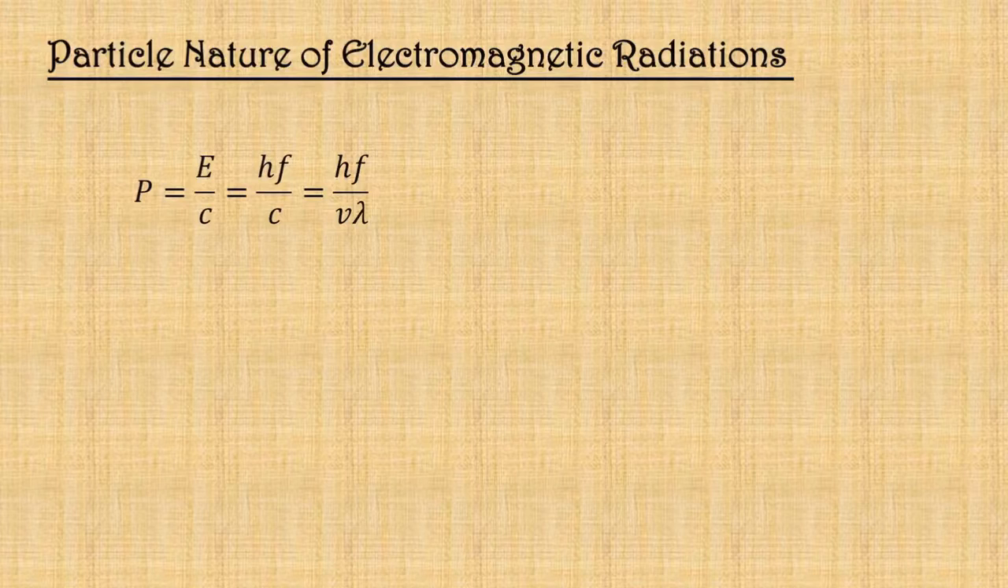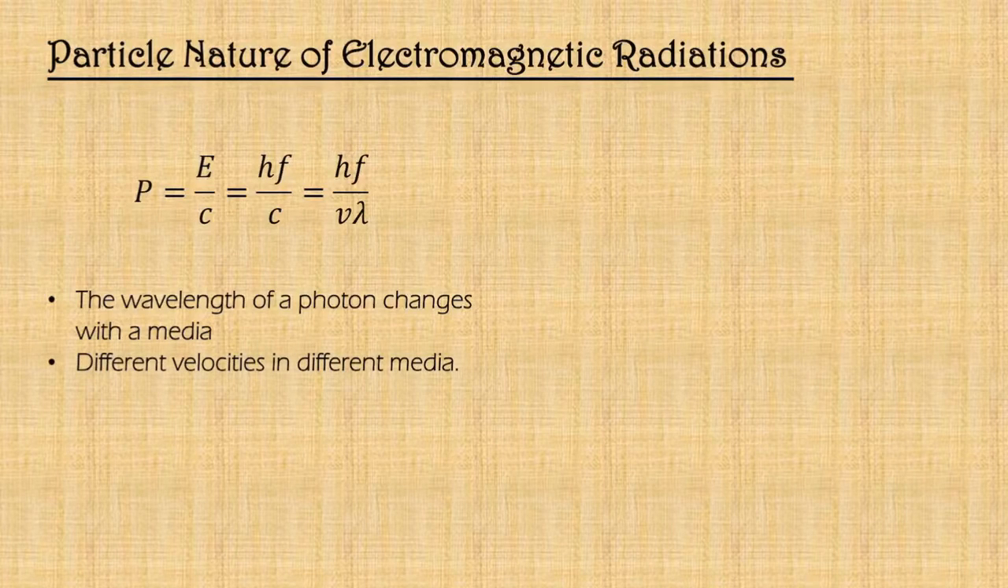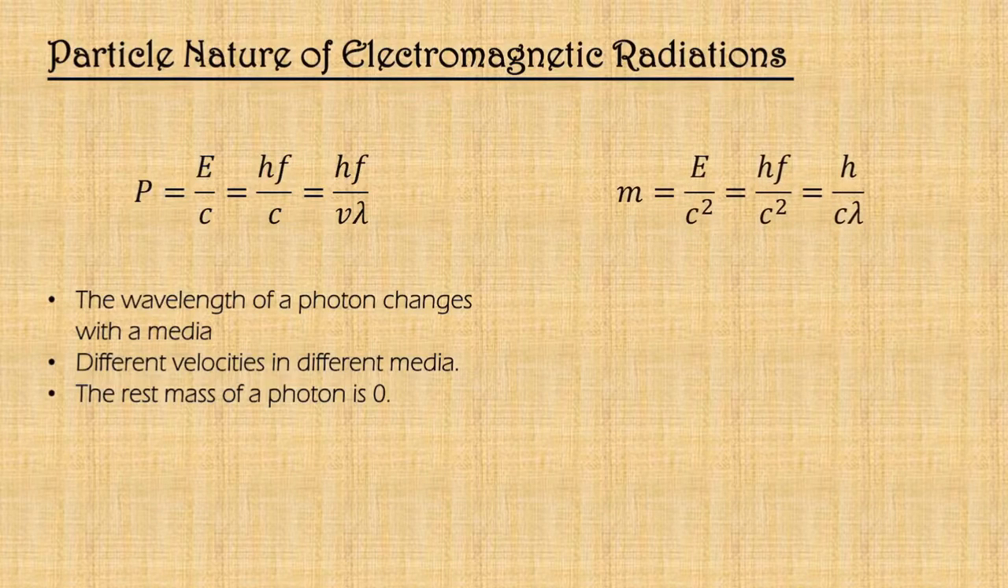The momentum of each photon is given by p equals E over c equals hf over c equals h over lambda. The wavelength of a photon changes with the media, hence they have different velocity in different media. The rest mass of a photon is zero. Its kinetic mass is given by m equals E over c squared equals hf over c squared equals h over c lambda.